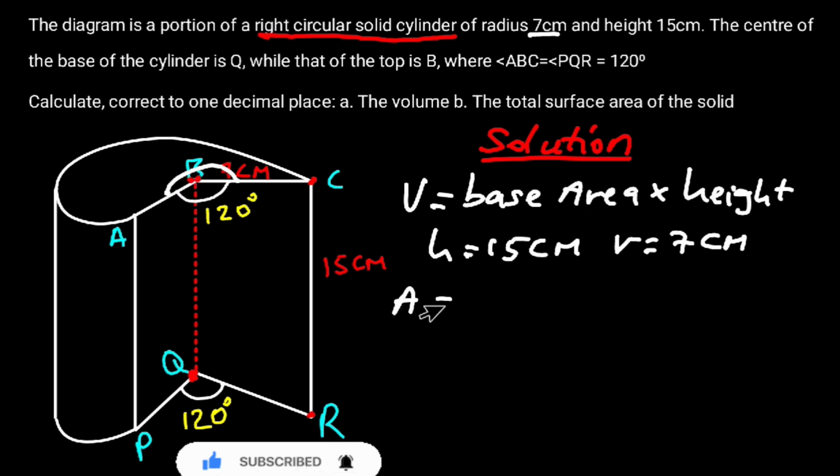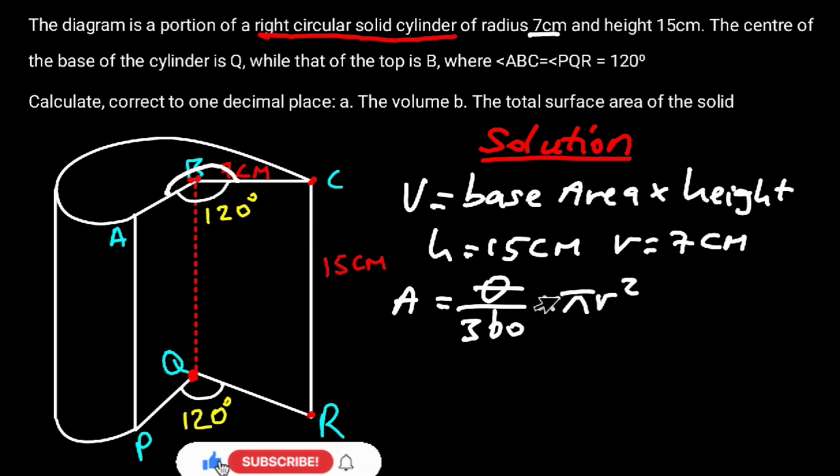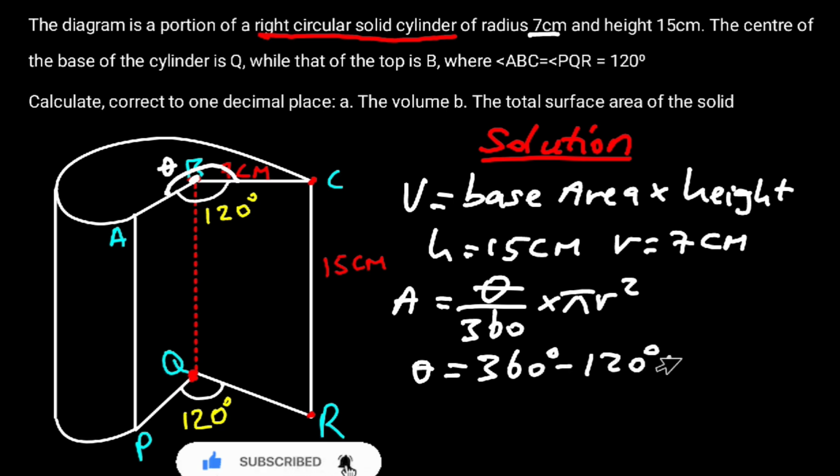Area of a sector is equal to theta over 360 times pi r square. Now how do you find theta? Theta is equal to 360 minus 120 degrees. By the way, let this here be our theta, the angle of this major sector. So to find theta, it is going to be 360 degrees minus 120 degrees. So 360 minus 120 is equal to 240 degrees. So theta is equal to 240 degrees.